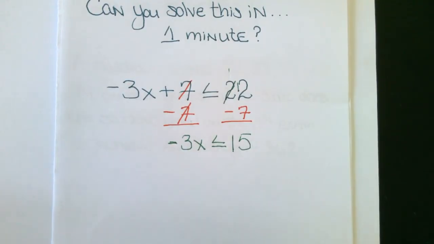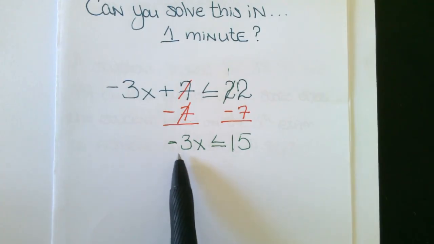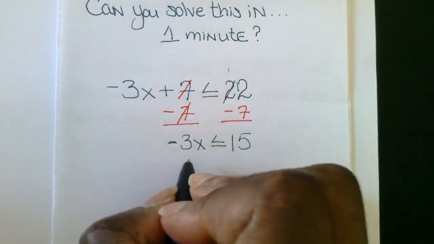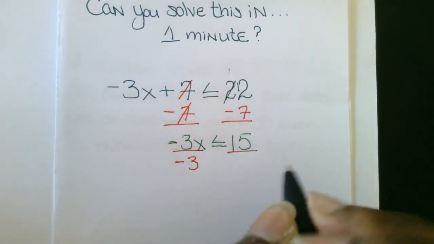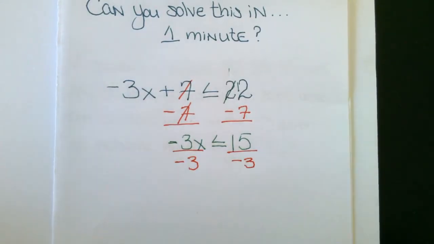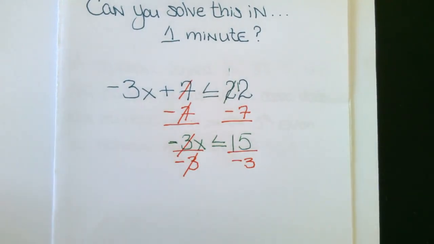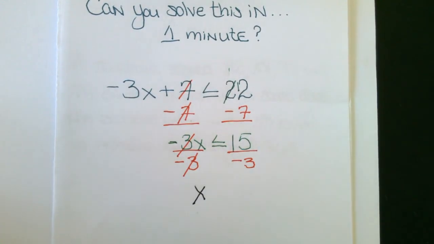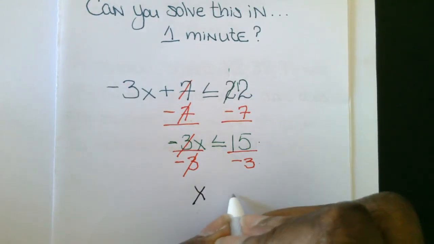So now, we want to isolate our x. So in order for us to get x by itself, we have to do the inverse. So the inverse of negative 3x, which means negative 3 times x, is division. So we have negative 3 and negative 3. So negative 3 divided by negative 3 will give us our 1x, or just simply x. And we have 15 divided by negative 3, which gives us a negative 5.